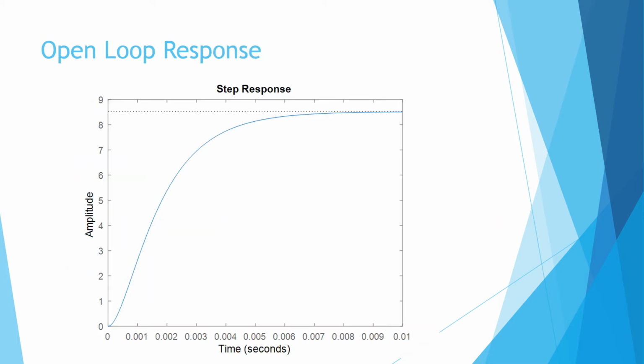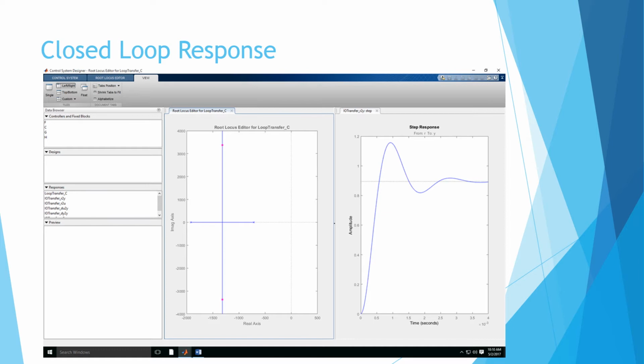This is the open loop response that is received from the MATLAB code shown in the previous slide. This is the closed loop response. As you can see, the transient response is not good. This has a percent overshoot of about 30%. That is way too high.